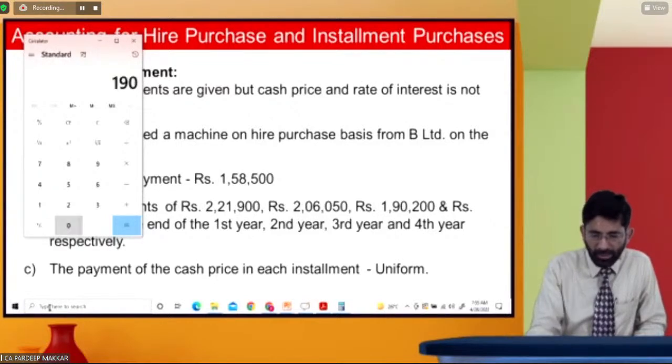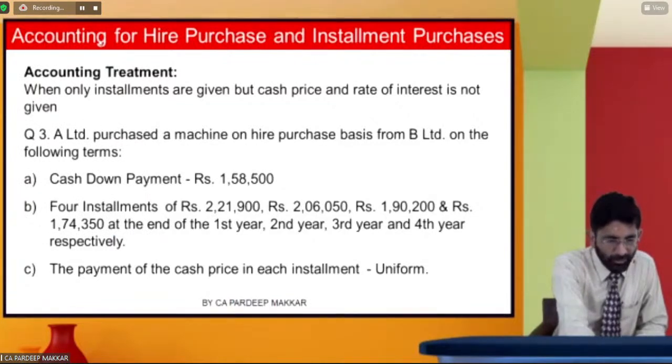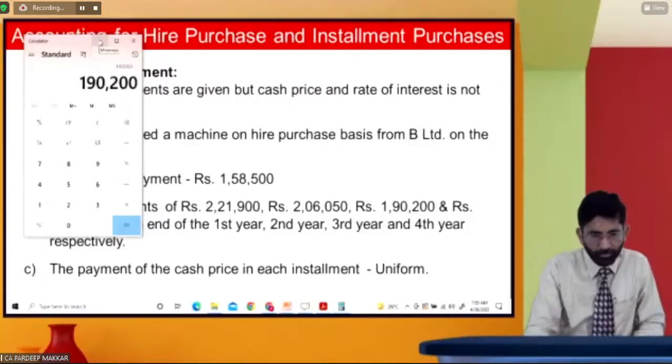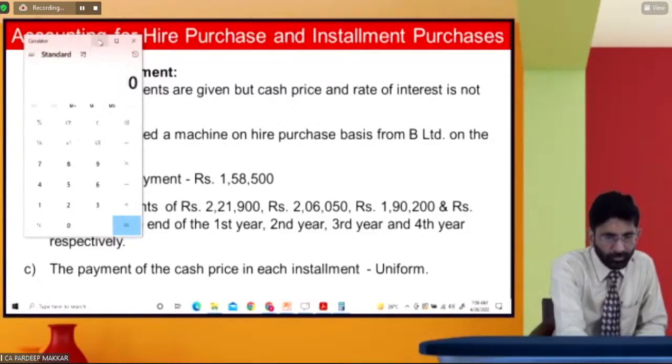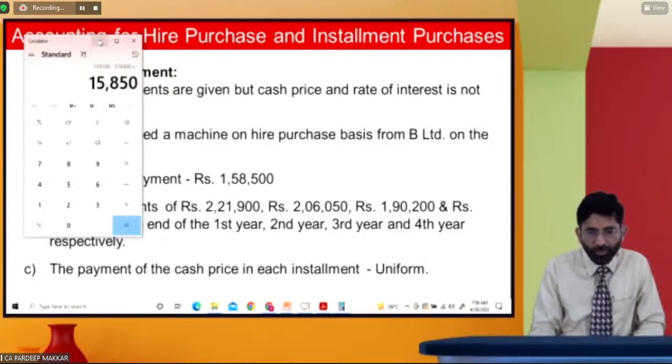It is 190,200 minus 174,350. 190,200 minus 174,350. It is 15,850, beta.